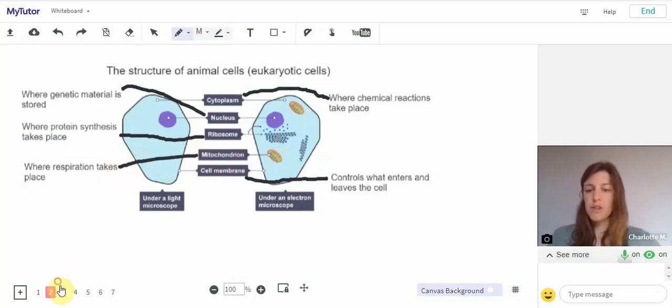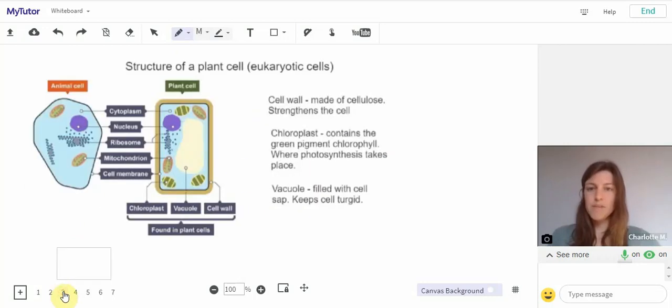So how are these different to plant cells? Well, in plant cells, we have 3 extra structures to remember. The first is the cell wall that surrounds the cell membrane of a plant cell. It's made of cellulose and it strengthens the cell.